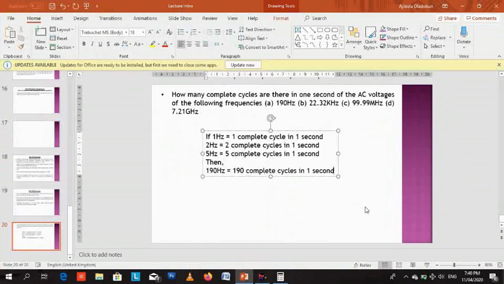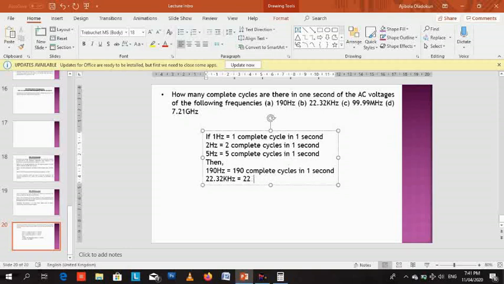The next one is 22.32 kilohertz. We want to determine how many complete cycles in 1 second we'll be able to obtain from 22.32 kilohertz. So 22.32 kilohertz is the same thing as 22320. Kilo is times 10 raised to the power 3. That's 3 zeros. So if you move the dot to the right 3 times, we get 22320 hertz.